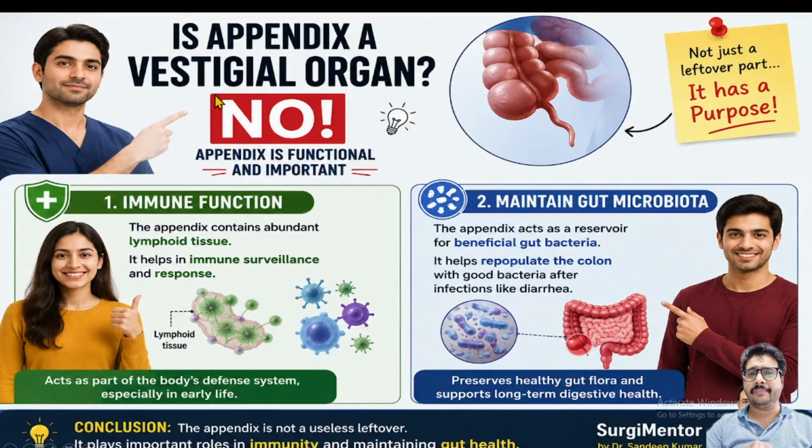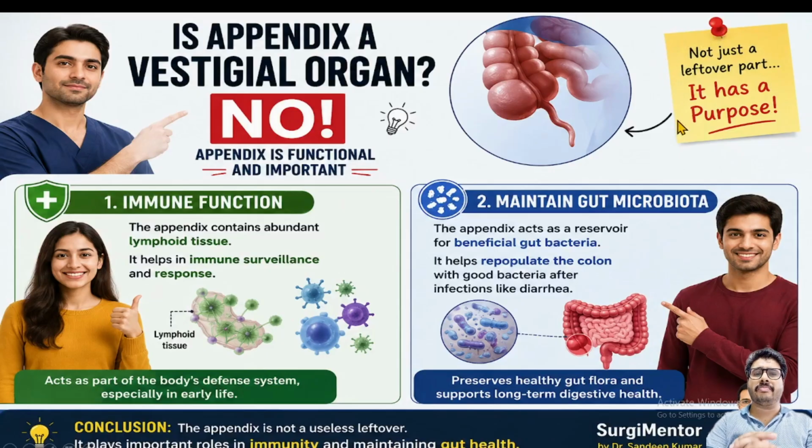So what is the function of that? The function is that it has immune function and also it maintains the gut microbiota. The appendix contains lymphoid tissue which helps in the defense system. It also produces IgA antibodies, so that is helpful in the immune function. Now the appendix also maintains the colonic bacteria that are beneficial to us. So if a patient had diarrhea and is recovering, the appendix helps in the repopulation of the colonic bacteria. Okay, so it is a very useful and helpful organ, not a vestigial organ.